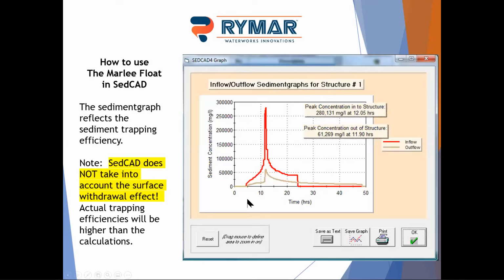So when you do that, SEDCAD will run a sediment graph and will calculate your inflow and outflow of sediment. One thing that's very important to realize here, SEDCAD does not take into account the surface withdrawal effect. SEDCAD doesn't know how to do that currently. So it assumes that water is coming through the entire water column from top to bottom. So the actual trapping efficiencies through the use of a skimmer will be higher than what is calculated.